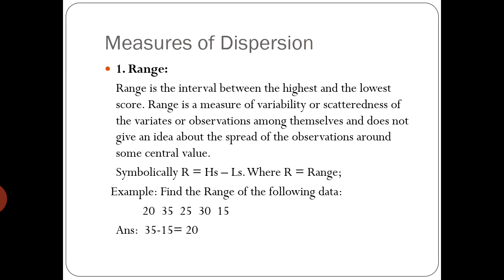It is a measure of variability or scatteredness of the observations among themselves, and does not give an idea about the spread of the observations around some central value. So range is the difference between the highest and lowest term. For example, see the following series: 20, 35, 25, 30 and 15. This is the distributed data. To find the range of this, the highest value is 35, the least value is 15, so the difference is 20. So the range of this series is 20.